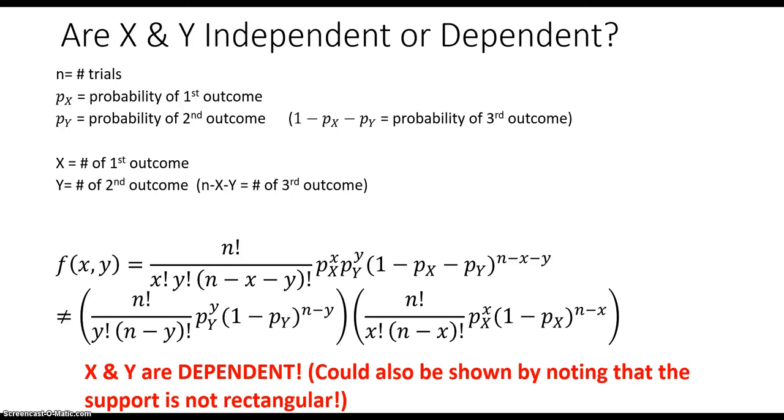Even though the trials themselves are independent from each other, the number of outcomes that occur of each type are dependent. I hope this helps you get started with the trinomial distribution.